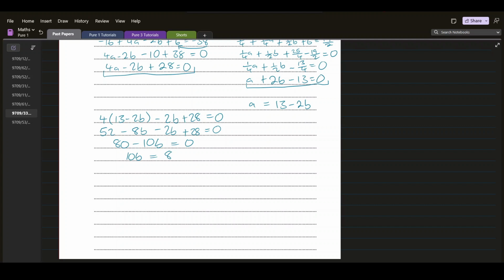10b is equal to 80. Divide both sides by 10. b is equal to 8. Now let's substitute into 13 minus 2 times b, which is 8. So that's a is equal to 13 minus 2 times 8, which is minus 3. a is minus 3. Therefore, our final answer is a is equal to negative 3 and b is equal to 8.